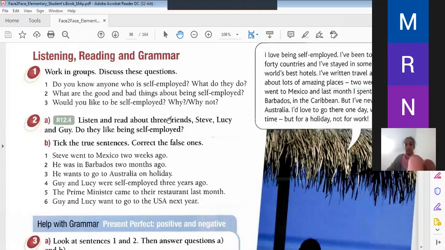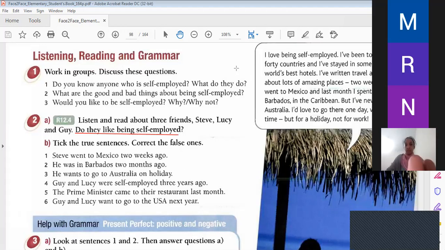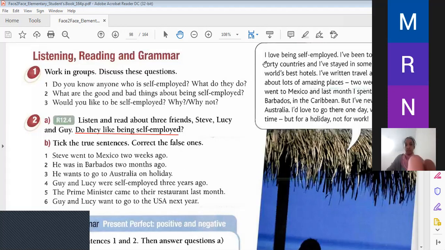The question, let's see it one last time. Do they like being self-employed? It means they are all self-employed, and they want to know if they like being self-employed. This is the question. Now let's start with Steve. Let's listen to Steve. I want you to listen and follow. Can you see this part? Yeah. So let's listen and follow.